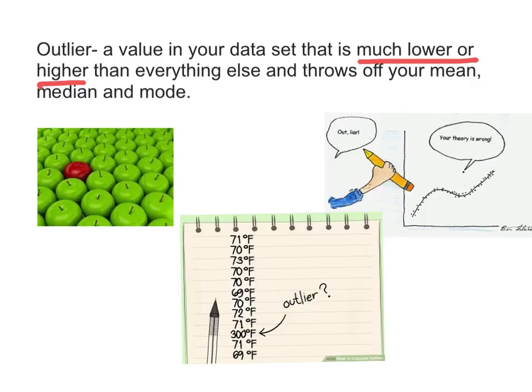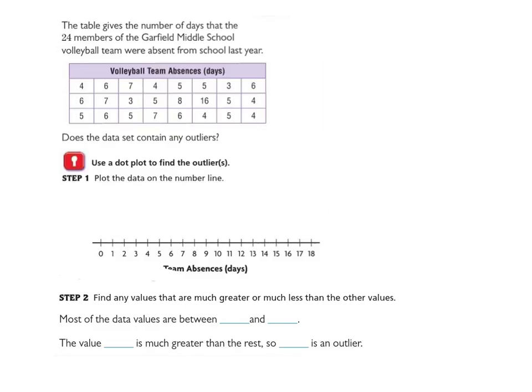Okay, so sometimes these outliers throw off our mean, median, and mode, and so oftentimes we can include or exclude the outlier so it doesn't throw off. So let's go ahead and look at this first problem. This table gives the number of days that the 24 members of the Garfield Middle School volleyball team were absent from school last year. So we're looking at the volleyball team and how often they were absent.